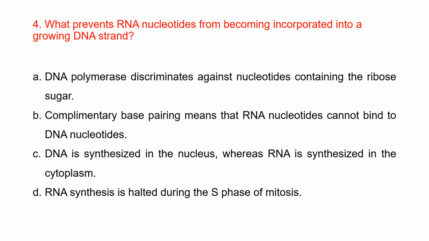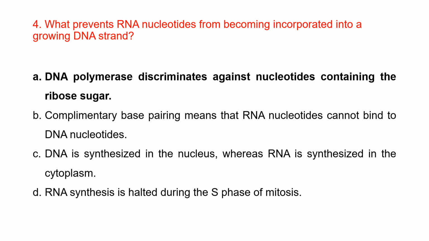4. What prevents RNA nucleotides from becoming incorporated into a growing DNA strand? A, DNA polymerase discriminates against nucleotides containing the ribose sugar. Or B, complementary base pairing means the RNA nucleotides cannot bind to DNA nucleotides. Or C, DNA is synthesized in the nucleus, whereas RNA is synthesized in the cytoplasm. Or D, RNA synthesis is halted during the S phase of mitosis.